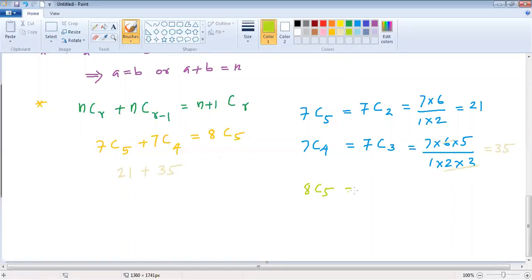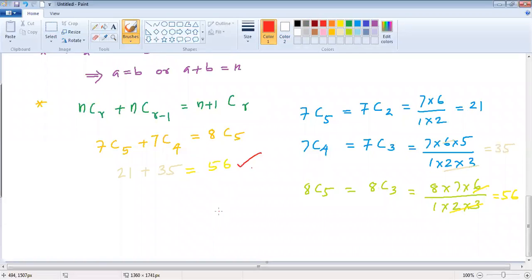8C5, which is the same as 8C3. 8 minus 5, 3. So 8 से शुरू करके 8 into 7 into 6 divided by 1 into 2 into 3. So you can see that 2 into 3, 6, 6 cancel, and 7 into 8, 56. There you go. 21 plus 35, it is 56. It is correct.